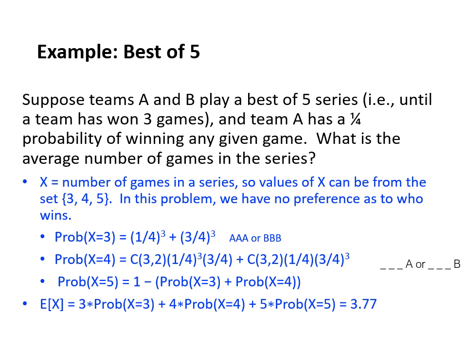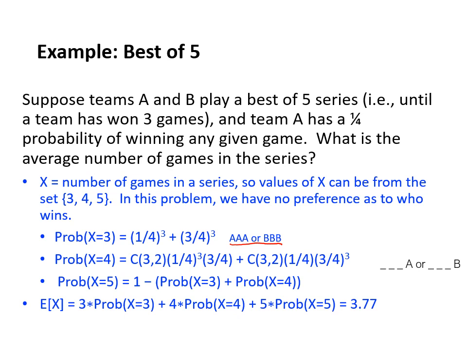In this problem, we have no preference as to who wins. So probability that the series has 3 games is (1/4)^3 plus (3/4)^3. So that's computing the configurations when team A wins all 3 games or team B wins all 3 games.